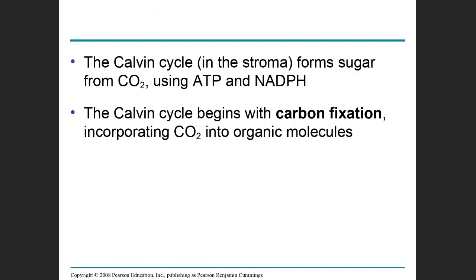So the Calvin cycle occurs in the stroma of the chloroplast. It forms sugar from carbon dioxide using ATP and NADPH. And so we call this process of incorporating carbon dioxide into an organic compound carbon fixation. So they use the word fixation for different processes. It just means to incorporate.